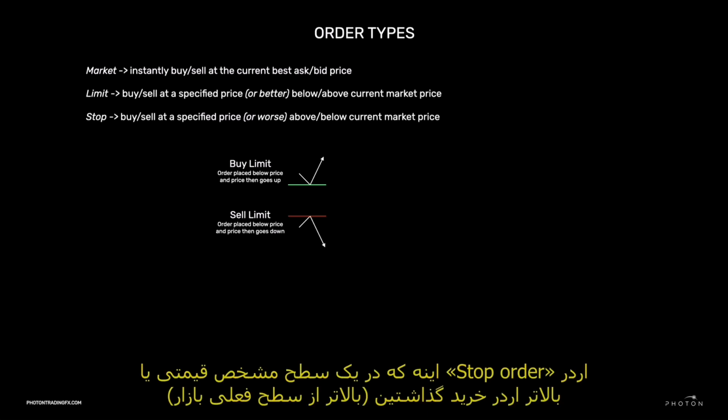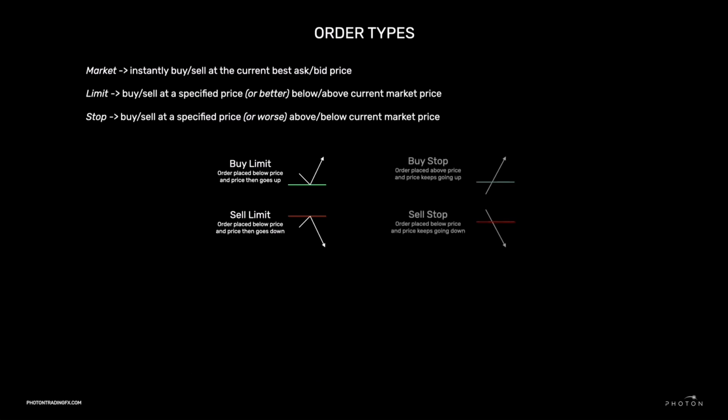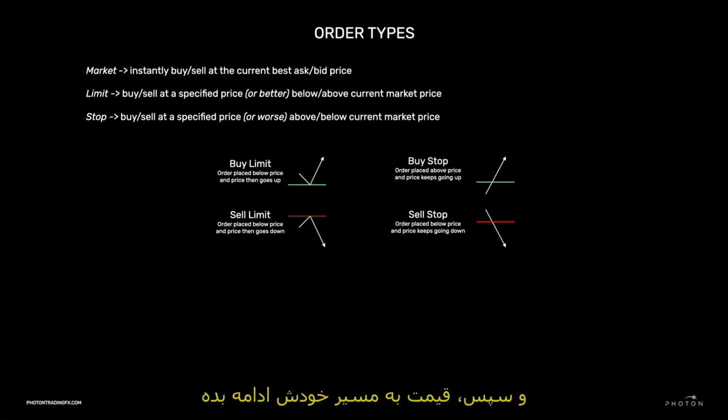Now, the other type of order is called a stop order. And a stop order is where you buy at a specified price or worse above the current market price, or you sell at a specified price or worse below the current market price. So with these orders, you are hoping that price will come up or down to your level and tag you in, but then the price will keep going in that same direction.